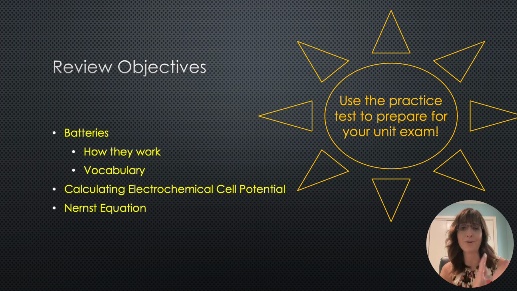Give yourself a round of applause. You made it to the end of the unit. In this last half of electrochemistry, you looked at batteries, what they're composed of, how they work, and all the vocabulary pertaining to voltaic cells. You can now calculate electrochemical cell potential both for standard and, thanks to the Nernst equation, non-standard conditions.